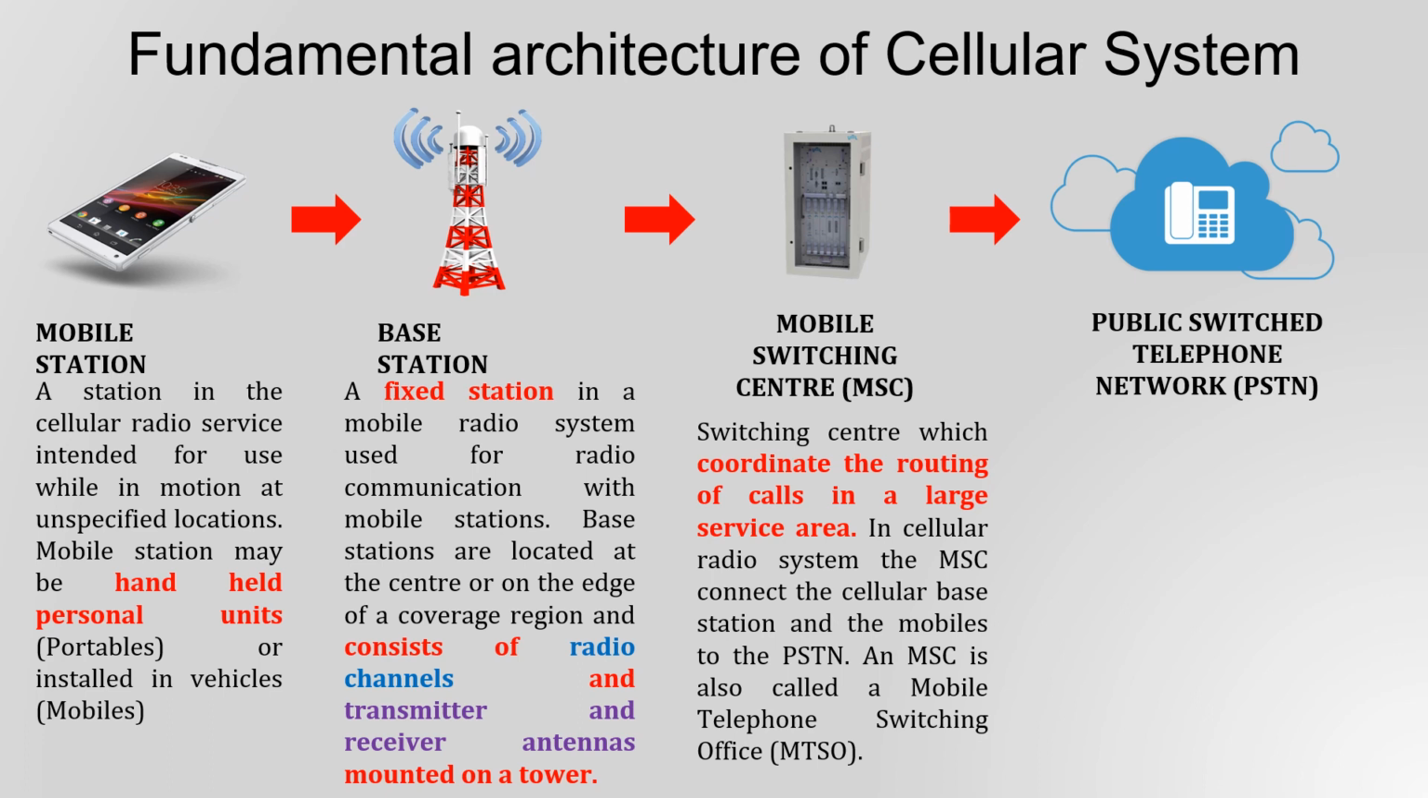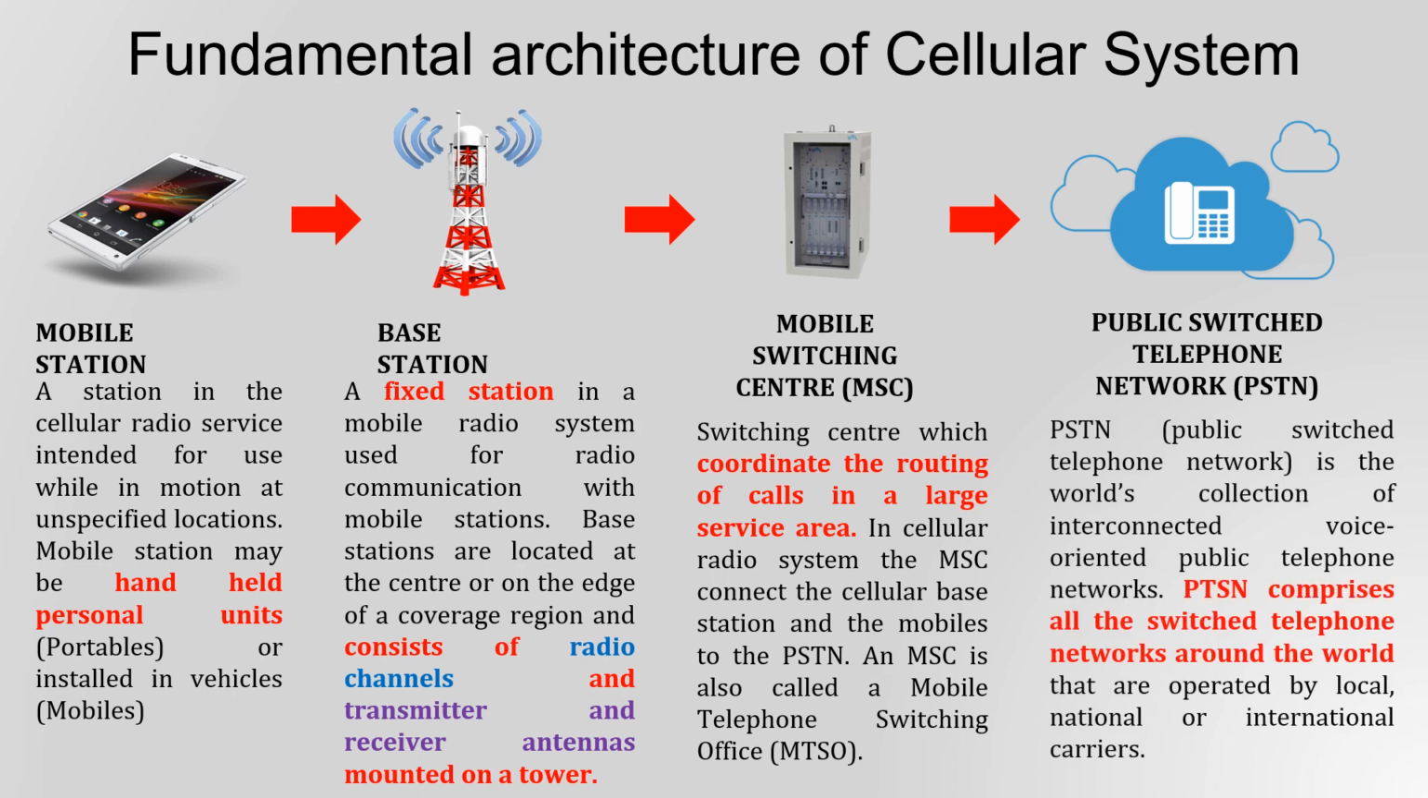The mobile switching center is also abbreviated as MSC. Your MSC is responsible for coordinating the routing of calls in a large surface area. Actually, I can call my friend, and my friend can be located at any place in this geographical region, so my call has to be routed to that particular number. MSC takes the responsibility of routing my call exactly to that receiver, and that signal is connected to the MSC and is now forwarded to PSTN.